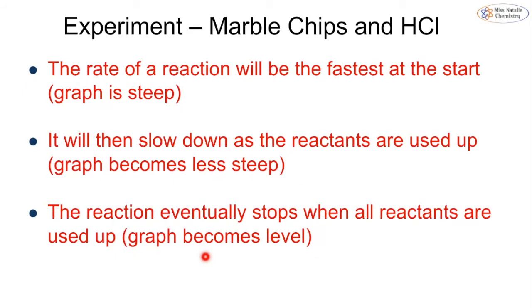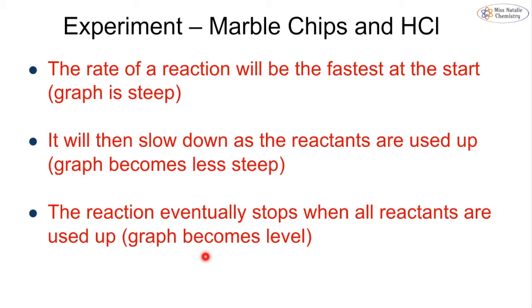So the rate of our reaction is going to be the fastest at the start, so we will see a lovely steep graph. It will then slow down as we start to use up the reactants, because there are not enough of the reactants left to react. So the graph becomes less steep, and eventually, once all of the reactants are used up, the graph becomes level. This is going to be the same for any chemical reaction that you're going to come across in IGCSE with regards to rates. It will always be fast at the start, a little bit slower, eventually leveling off when the reaction stops. So that's our practical experiment, and this is all about how we are measuring the rate of reaction.